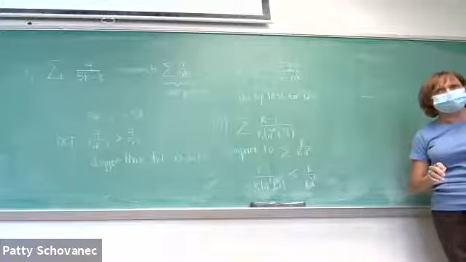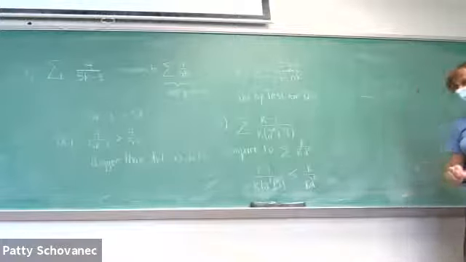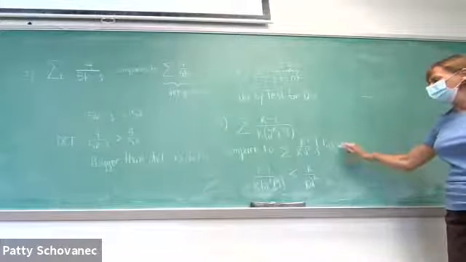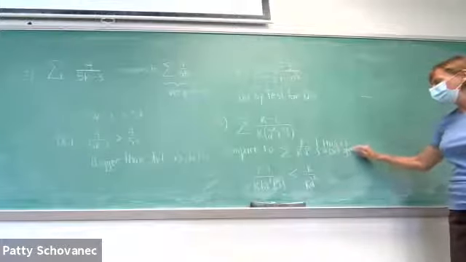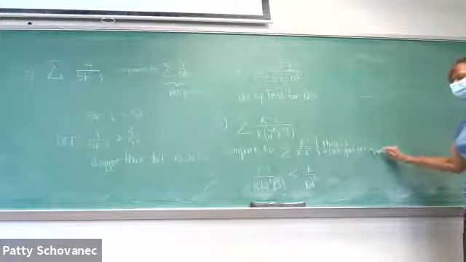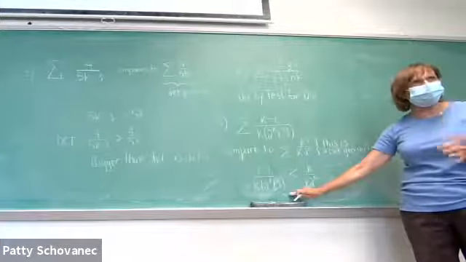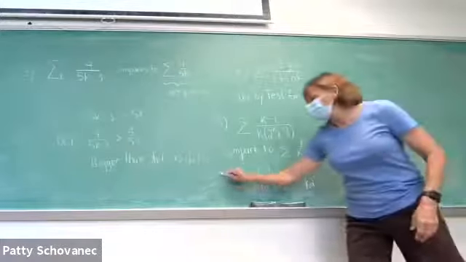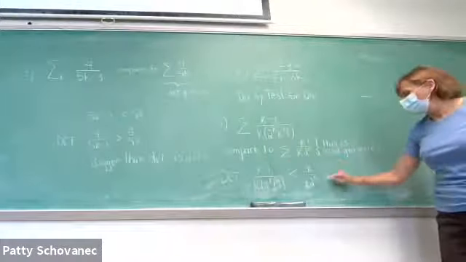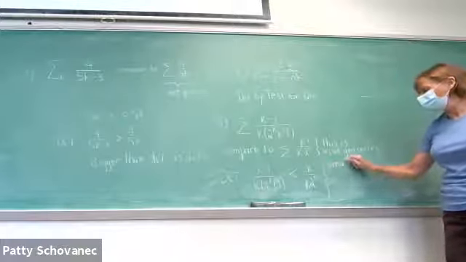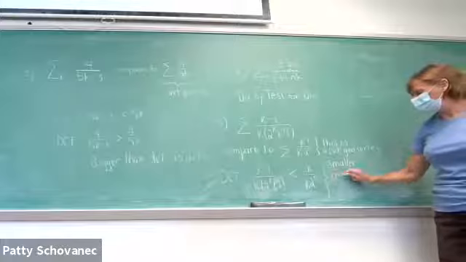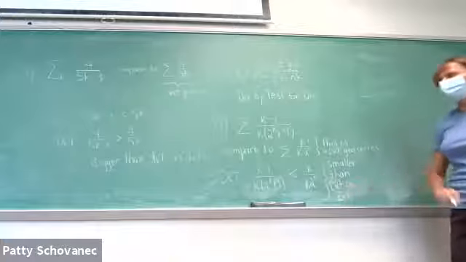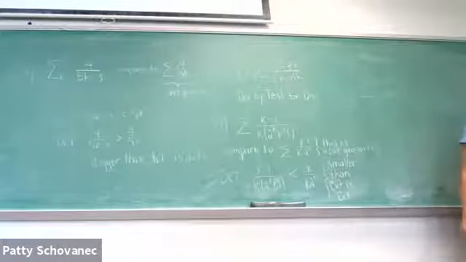Anybody else recognize 1 over 2 to the k? Convergent geometric series. So this is the correct statement of the direct comparison test. Smaller than convergent is convergent.